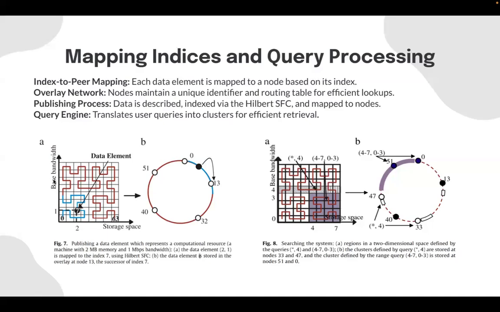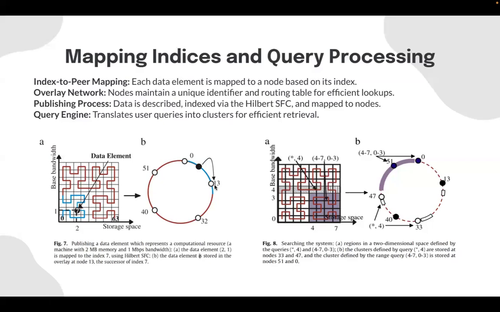So basically, there is a 2-dimensional space, storage space and base bandwidth. Using the Hilbert curve, we create these identifiers 0, 1, 2, 3, 4, 5, 6, 7, 8, and so on until 63, which can be placed on this circle. And all of these numbers are the same as here. So if we need to map 7, we put it on this one-dimensional space, and then it's mapped to our successor, which is 13, because it's the closest, largest node.